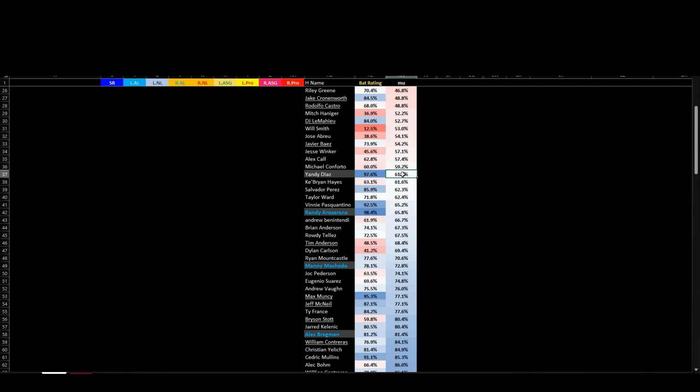pitchers that they might be facing. I'm going to need a really, really good reason to bench him because he's so elite in terms of what I call bat rating, right? And I'm supposed to be able to rely on this number.